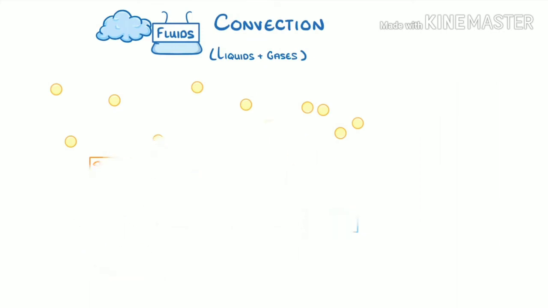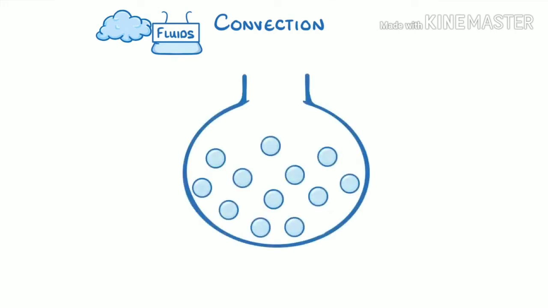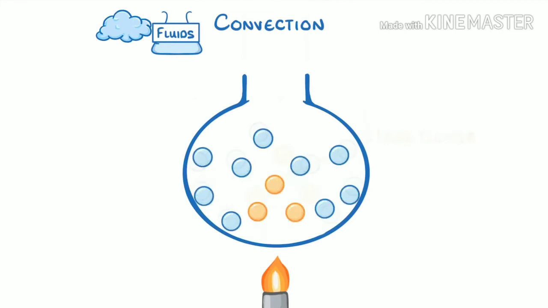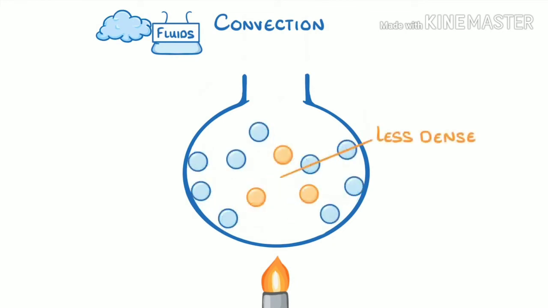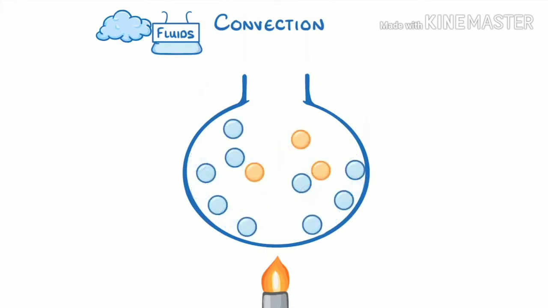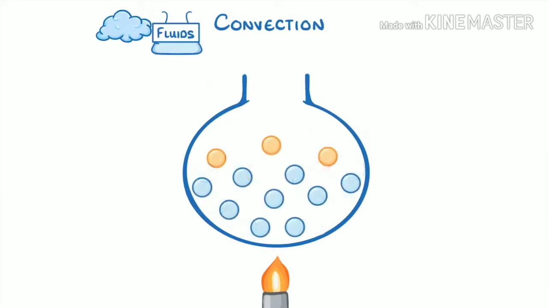To understand how this works in real life, let's imagine we had a container of fluid. That could be either liquid or gas. As we heat the container, the following things would happen. First, the particles near the heat source will gain kinetic energy and spread out, becoming less dense. Because they are less dense, these particles rise above the colder, denser particles above them. And at the same time, these cooler particles sink down and take their place.